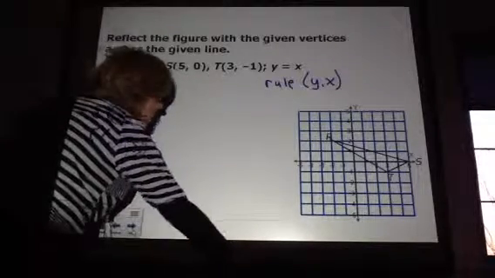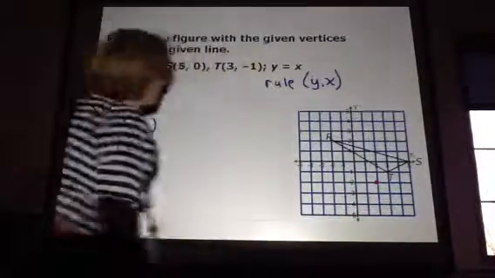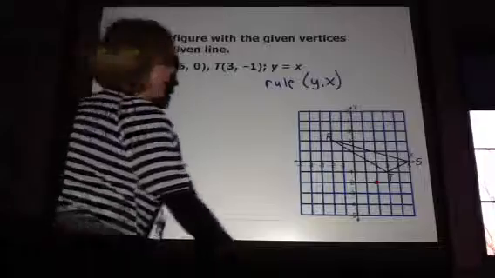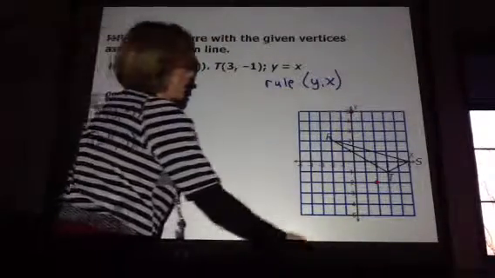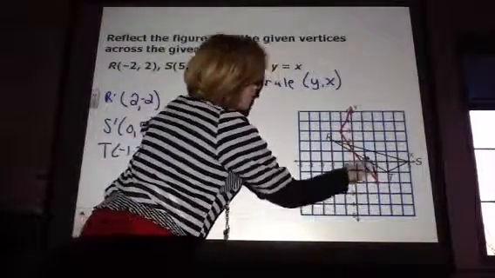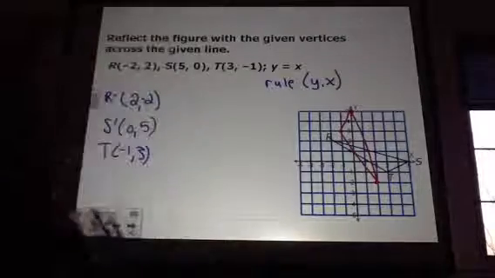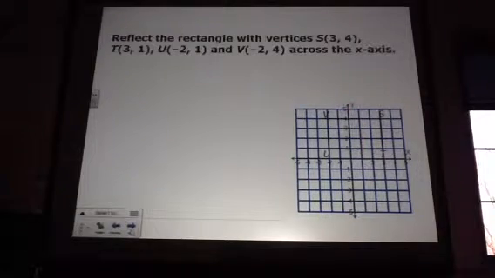Let me use a different color here. Okay, so we have (2, -2). We have (0, 5). And we have (-1, 3). So there's your image. Okay, I'm going to be quiet and let you do this one on your own.